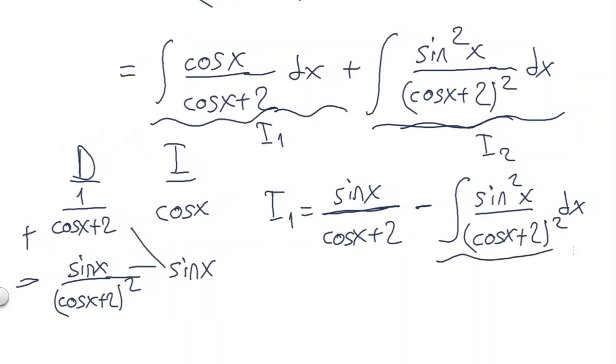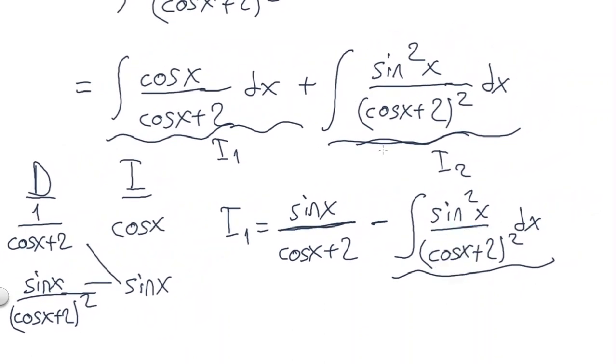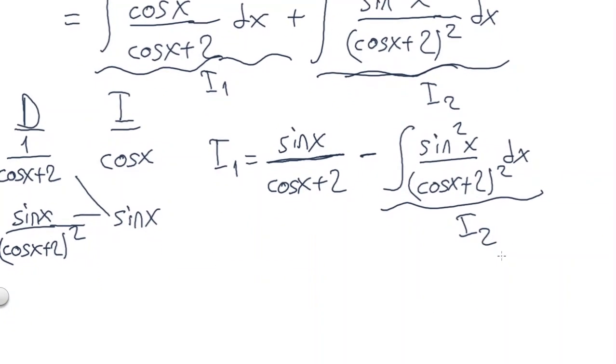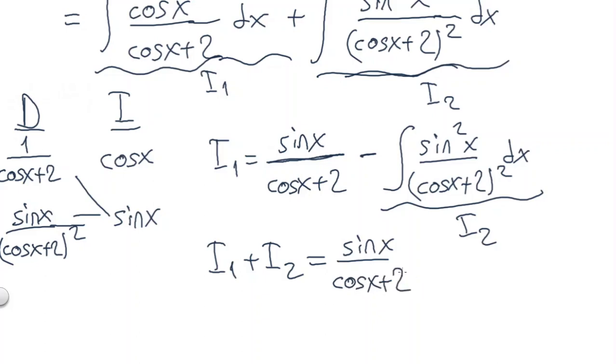Well, this looks familiar. This is actually equal to I2. And I needed I1 plus I2, so I can just send this thing to the left side. So I1 plus I2 is equal to sine x over cosine x plus 2. So we magically got the result, and this is actually our answer. And that's the end of it.